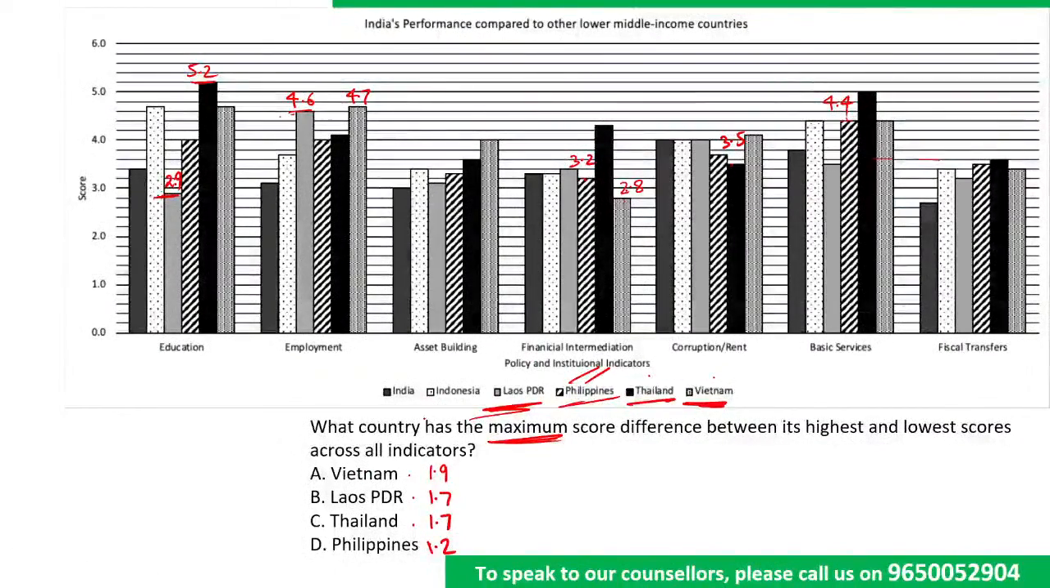So obviously it is Vietnam which has the highest difference. Vietnam is the highest difference. Okay. So nowadays, the CAT generally does not ask these kinds of observation based questions. Now it has shifted its focus from these to logic based. But you should be prepared for anything, right?